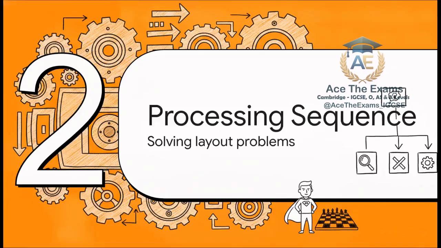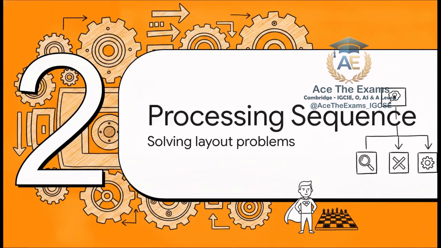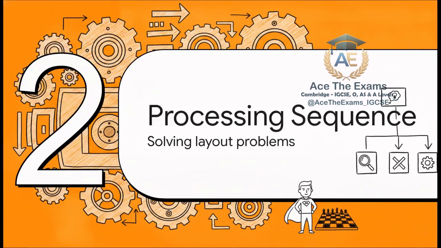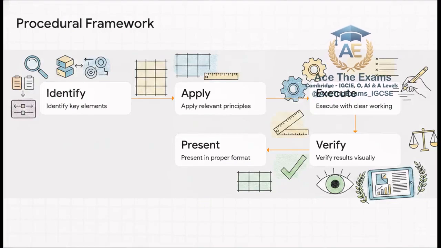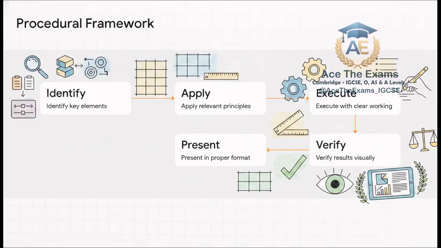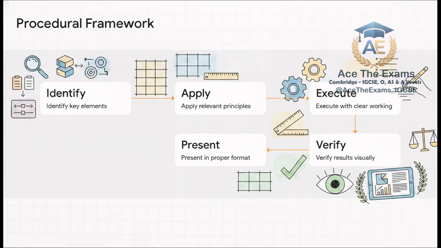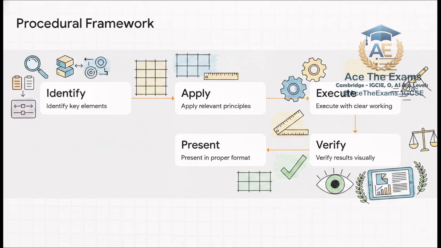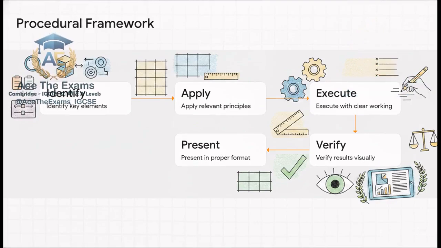Moving on to Section 2. Processing sequence. This right here is the engine for solving complex layout problems. All right, what you're looking at is a completely bulletproof, standardized sequence for processing layout tasks. Think of this like your time management matrix. Step 1, identify key elements from the complex data source or brief. Step 2, apply the relevant principles. So deciding, hey, do I need a full grid here or just snapping?